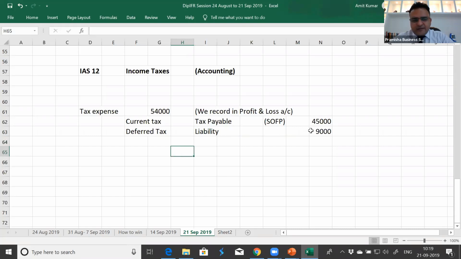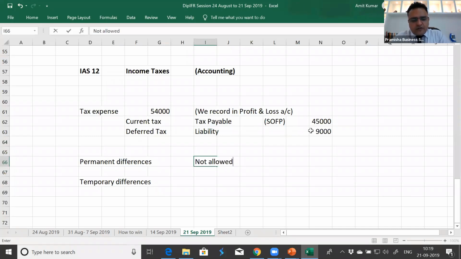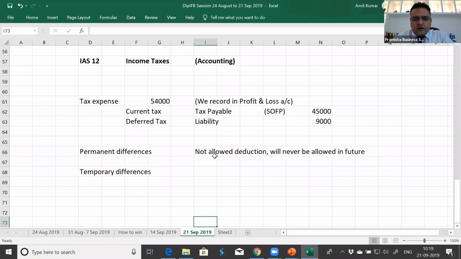When do liabilities arise? There are two kinds of differences: one is permanent differences and one is temporary differences. Permanent differences means a deduction not allowed today will never be allowed in future. Or you can call them disallowable expenses.